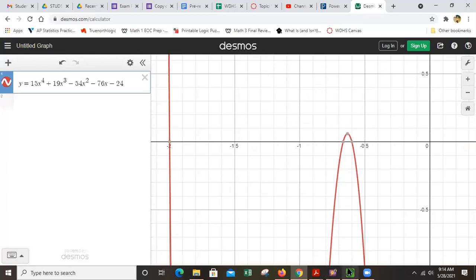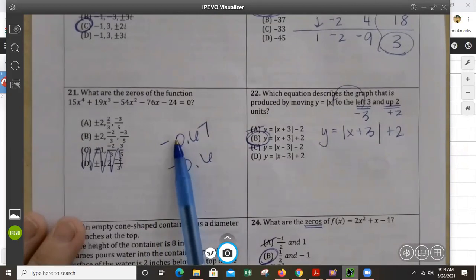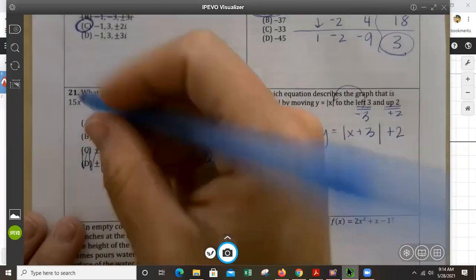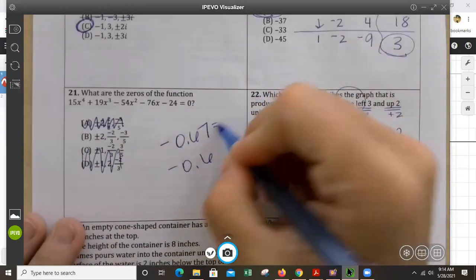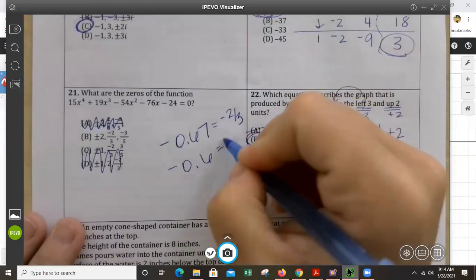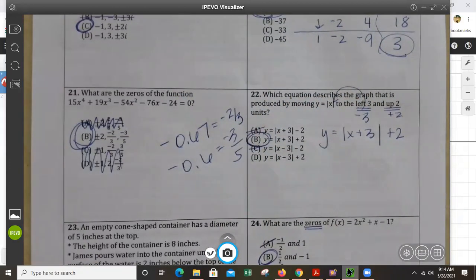All right, so I'm going to go back to my paper right here. And we're going to look. They're both negative, right? Look at all your answers. The first one has a positive and a negative, so we know that's not right. The -2/3 is this one. You can put that in your calculator to test it, and this one is -3/5. So your answer is B.